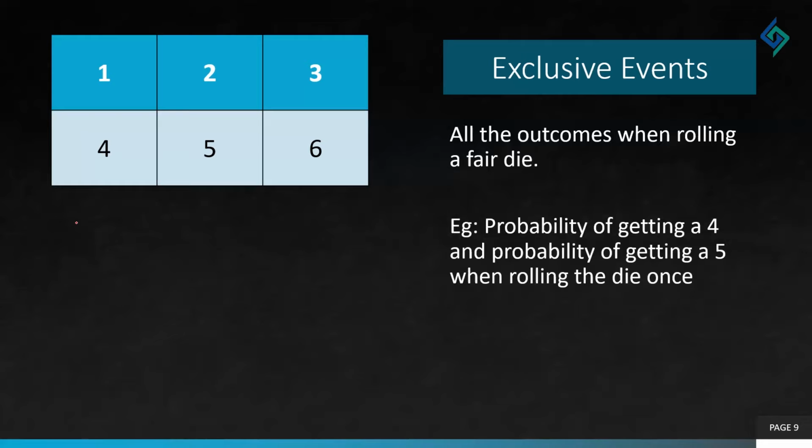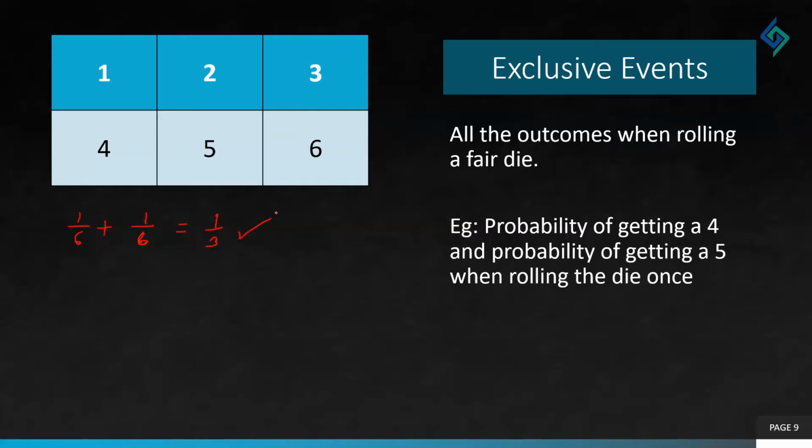The probability of getting a 4 is 1 by 6, because there is one favorable outcome out of 6 different possible outcomes. Similarly, the probability of getting a 5 is 1 by 6 as well. So the probability of getting a 4 or a 5 when you're rolling the die once will be 1 by 6 plus 1 by 6, which is equal to 1 by 3. So yes, the or rule is definitely followed.